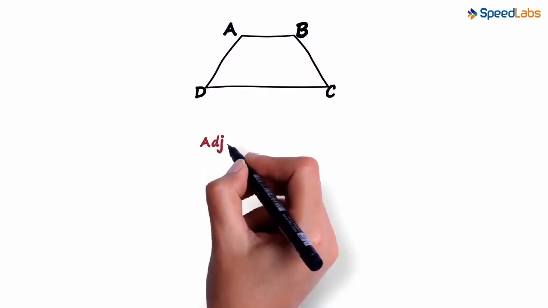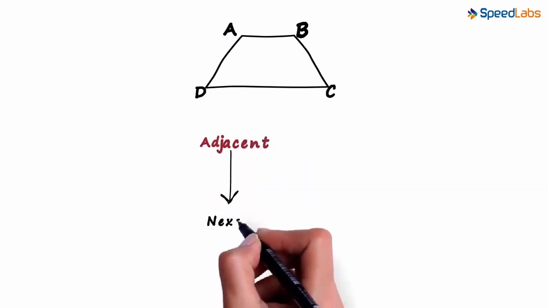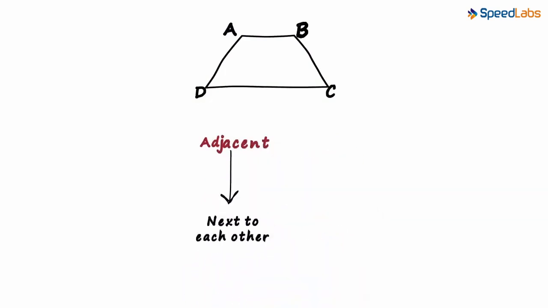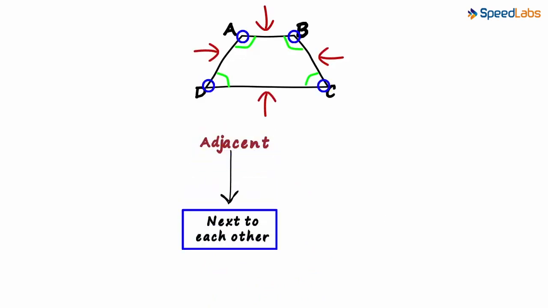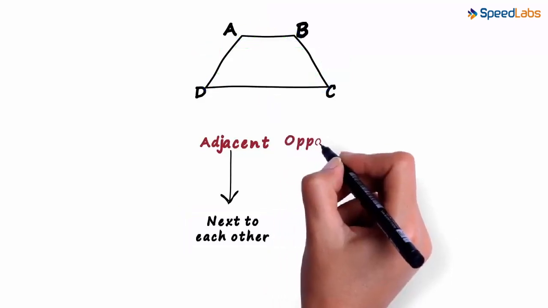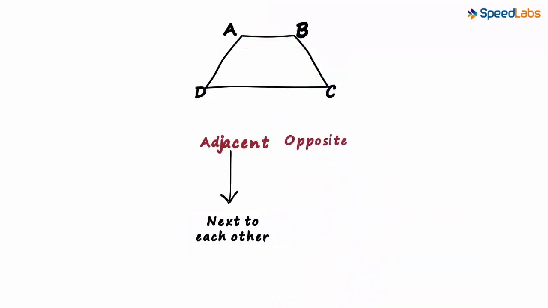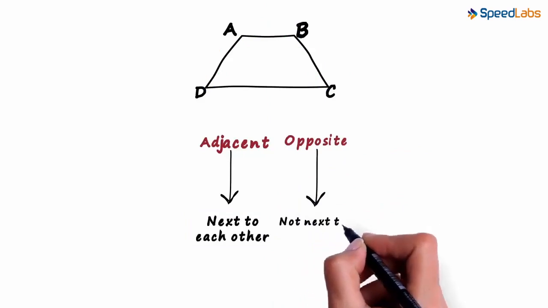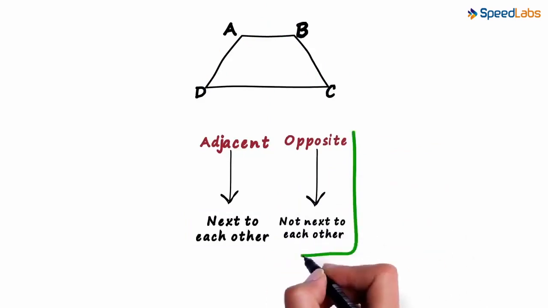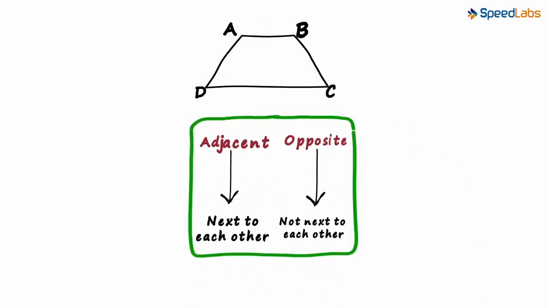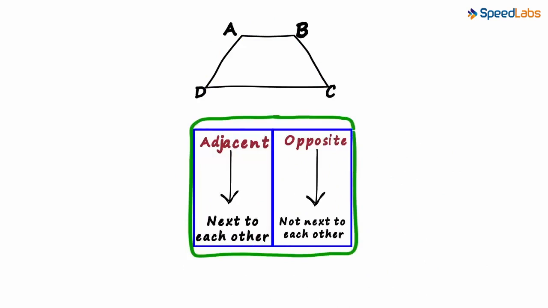The term adjacent means next to each other. In a quadrilateral, they can be angles, sides or vertices. If they are adjacent, they are next to each other. Then what does opposite mean? It's simple. It means not next to each other. Just remember these two things and you will never be confused about what adjacent and opposite mean in a quadrilateral.